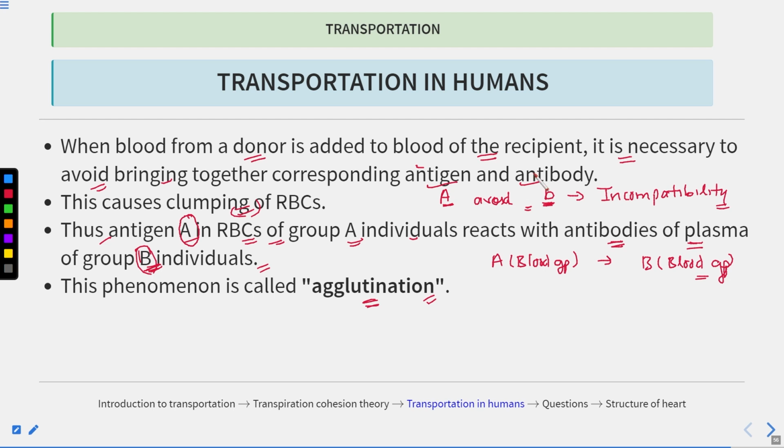So here it should be A. An A person will have the A antigen, and B will have the B antigen. Now here a mismatch can occur between the A antigen and the B antibodies. A person with B blood group will have A antibodies, and these can react with each other, and we have to avoid this. So this should be A, not B.